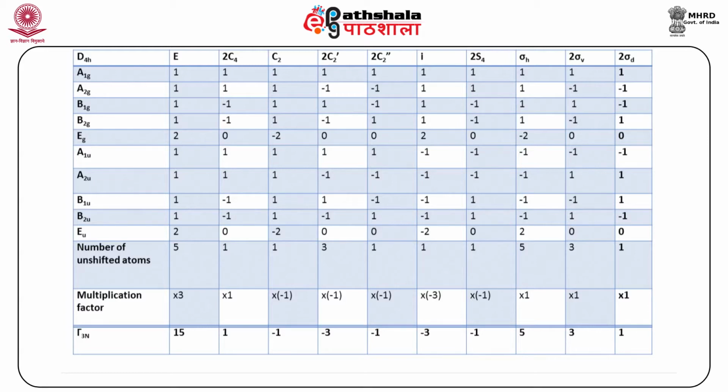Sigma H: how many? It is the same as the effect of E. All the 5 atoms remain. Then sigma V, that is, 2 fluorine and 1 xenon are not shifted, and then sigma D. So, I now have the figures 5 1 1 3 1 1 1 5 3 1, and after the multiplication factor corresponding to symmetry operations, we have tau reducible as 15, 1, minus 1, minus 3, minus 1, minus 3, minus 1, 5, 3 and 1.